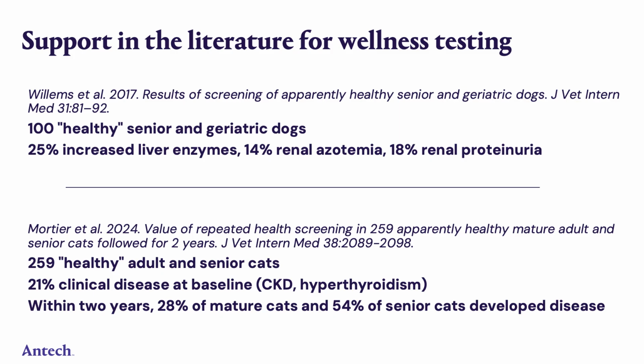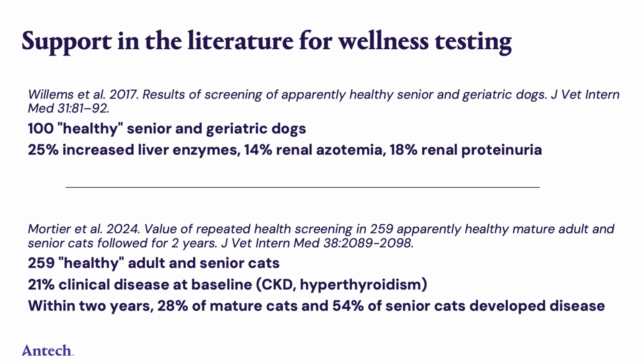21% had clinical disease at baseline, right? And not just abnormalities outside the reference interval, but an IRIS stage 2 or greater CKD, and undiagnosed hyperthyroidism. And then within that 2-year study, in the select population of adult and senior cats they were looking at, while remaining clinically healthy, 28% of the mature cats and 54%, more than half of the senior cats, developed abnormalities during the time of that study.